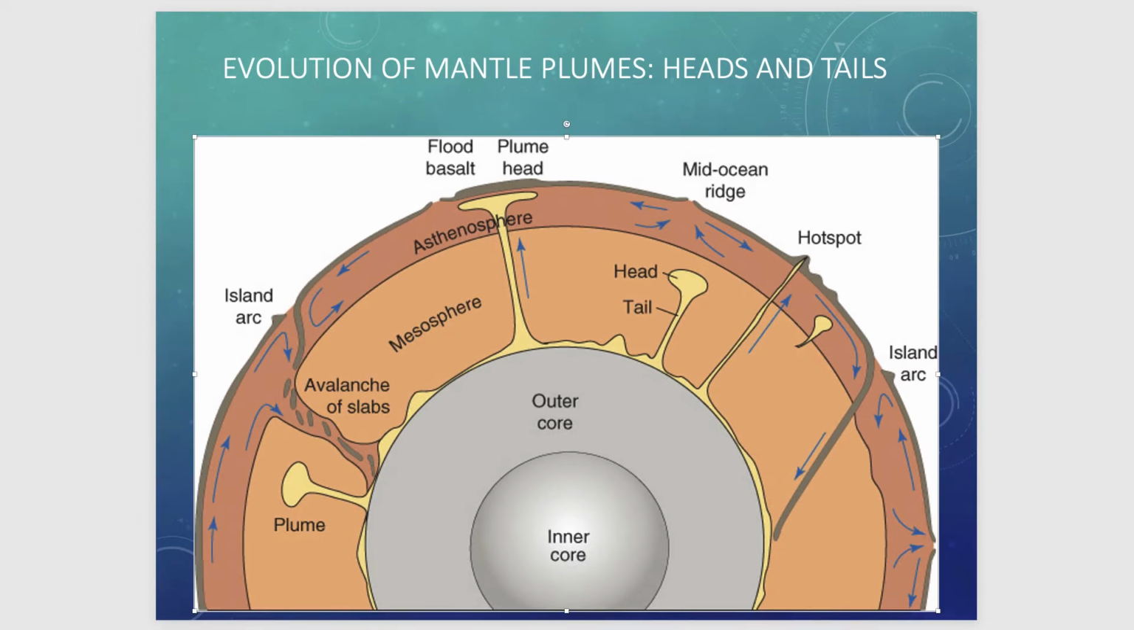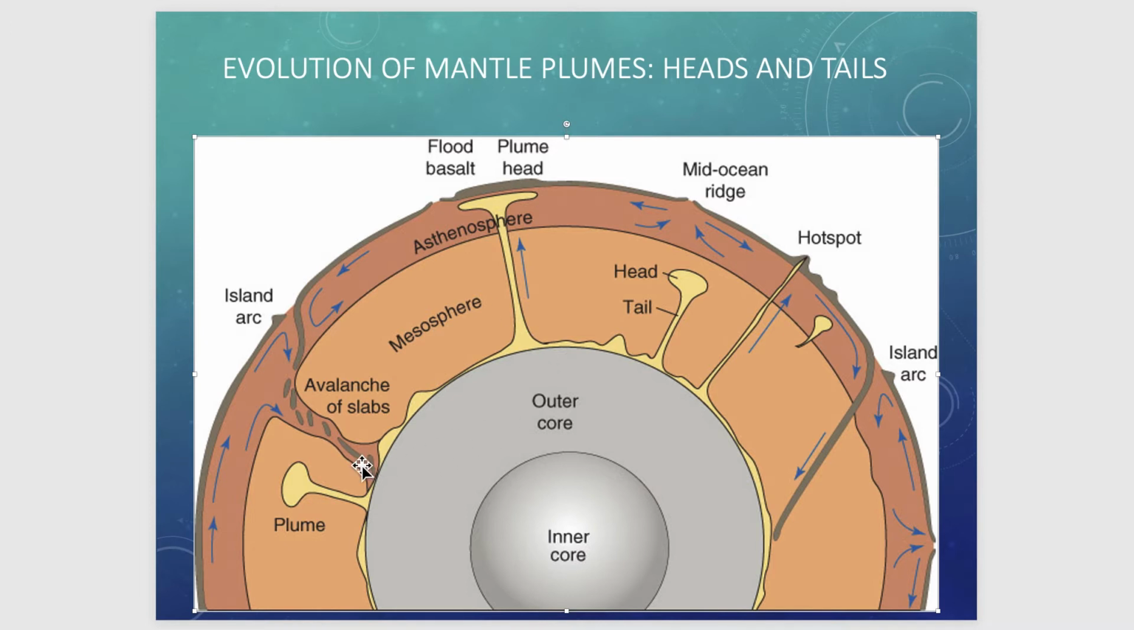The majority of the plumes will rise from the core mantle boundary. So you have here a good diagram that shows this boundary, and you can see different stages of plume development. Not all the plumes will be departing from this boundary. There are some exceptions that actually depart from this other interface, which is the interface between the asthenosphere and the mesosphere.